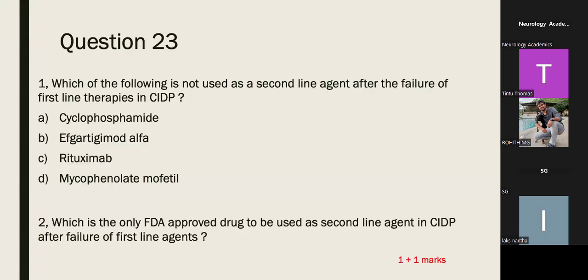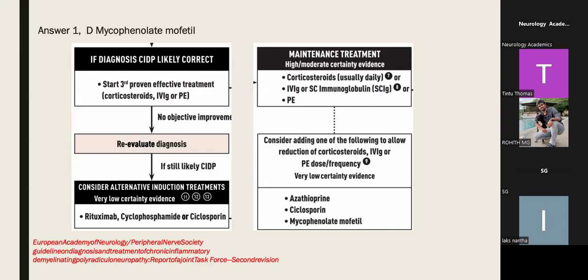The 23rd question is, which of the following is not used as a second line agent after failure of first line therapy? From the 2021 guideline, if one of the first line therapies has failed, like corticosteroids, IVIG or PLEX, which can be tried early on, then what we can go for are rituximab, cyclophosphamide or cyclosporin.